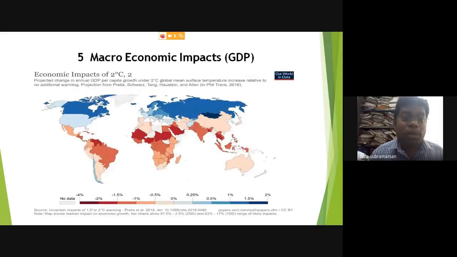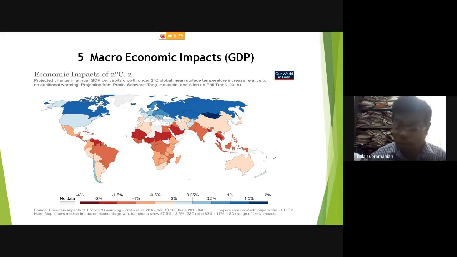Okay. Now I am coming to another perspective. Economics is a major discipline in the social sciences. So, the climate change impact at the macroeconomic level in terms of GDP. As I said earlier, each and every country wants to perform high economic growth. They want to perform, for example, 20% GDP, 10% GDP, more than double digit.